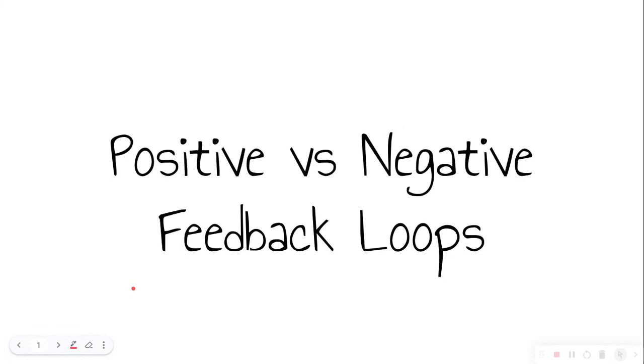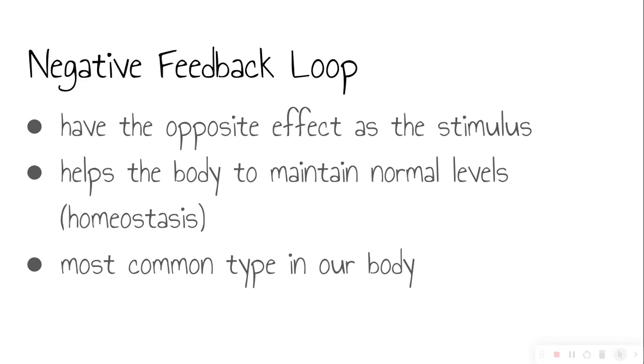Alright, so in this video we're going to talk about positive versus negative feedback loops. So let's start by defining our terms. A negative feedback loop is going to have the opposite effect as the stimulus. So let's say we have an increase. Now our negative feedback loop is going to lead us to a decrease in whatever the original stimulus was. So we had an increase and then a decrease. So our arrows are pointing in opposite directions here.